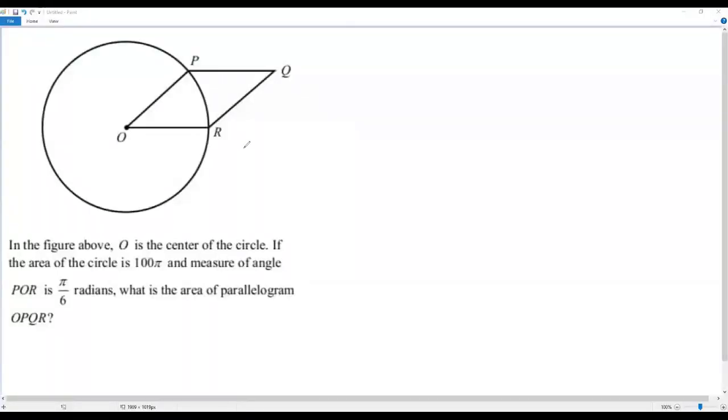Here we have a SAT math problem. Okay, let's go to the question. In the figure above, O is the center of the circle. If the area of the circle is 100 pi and the measure of angle POR is pi over 6 radians, what is the area of parallelogram OPQR?